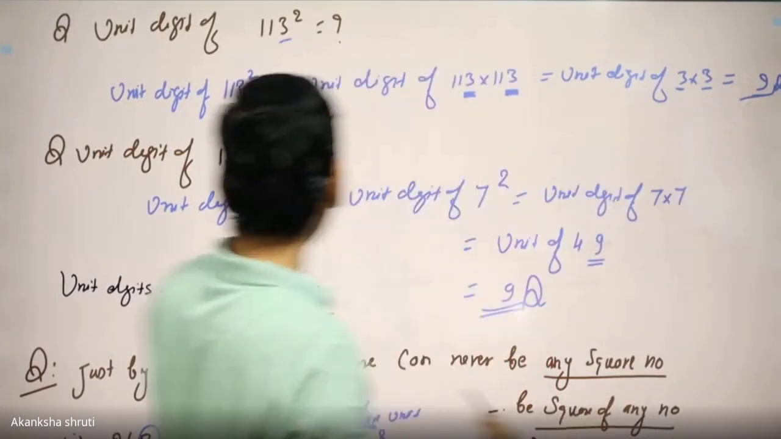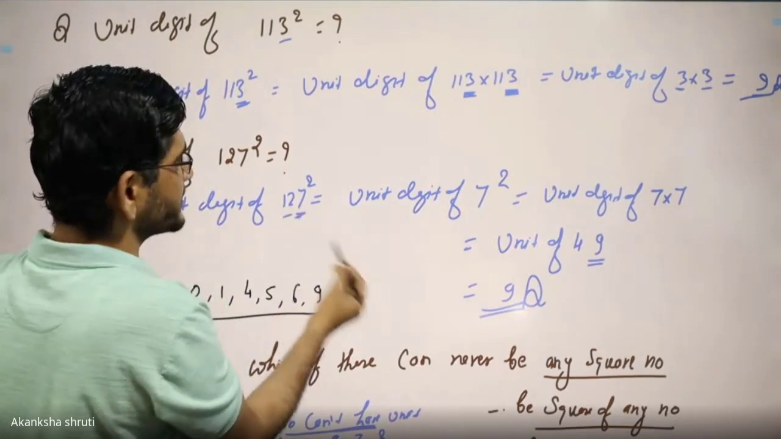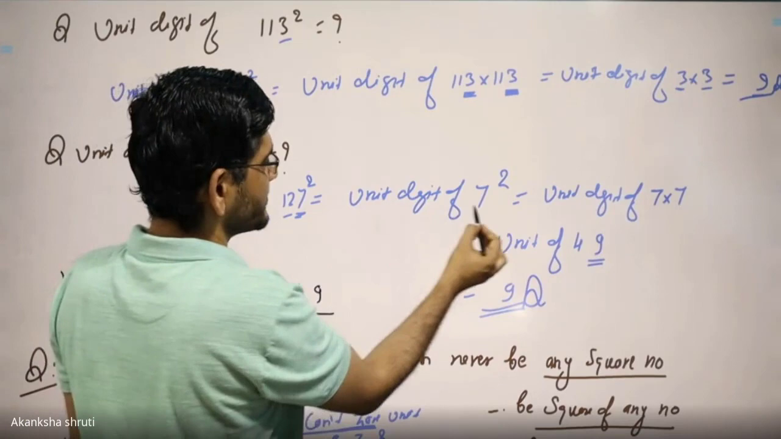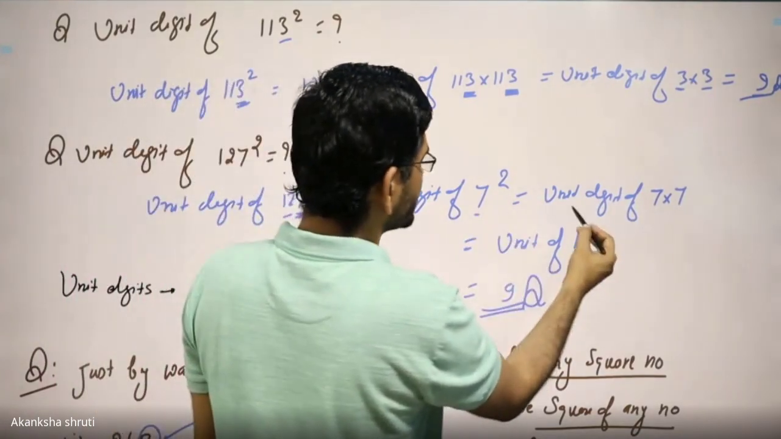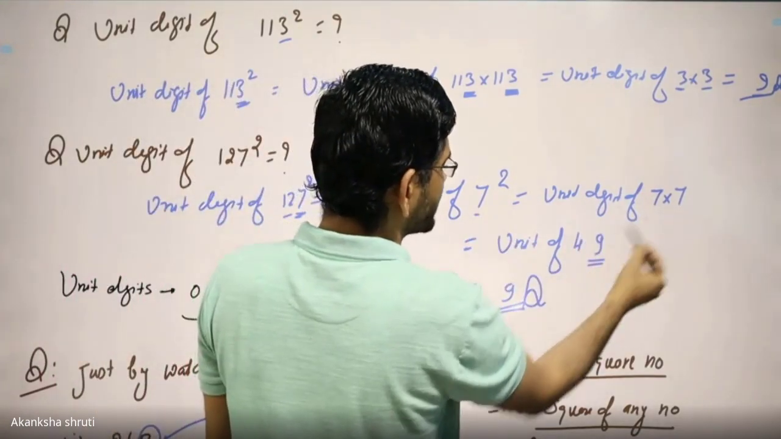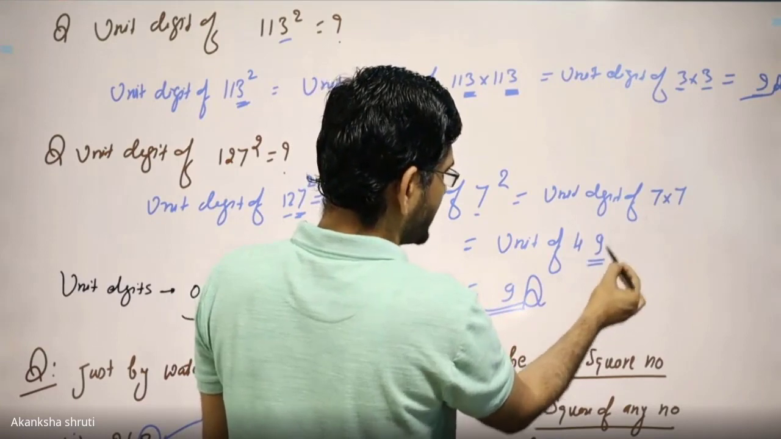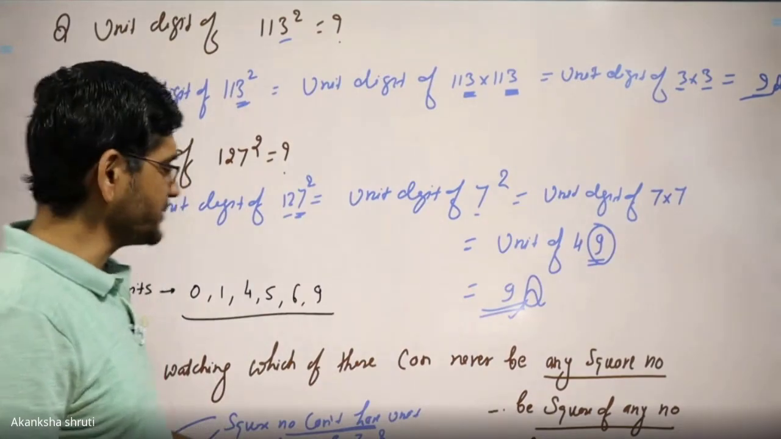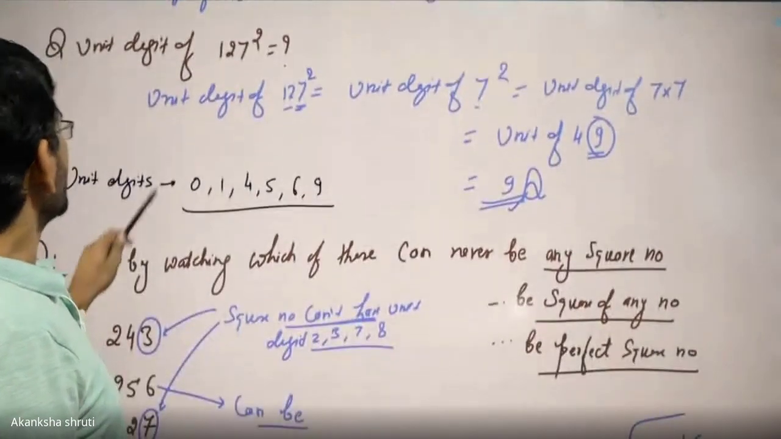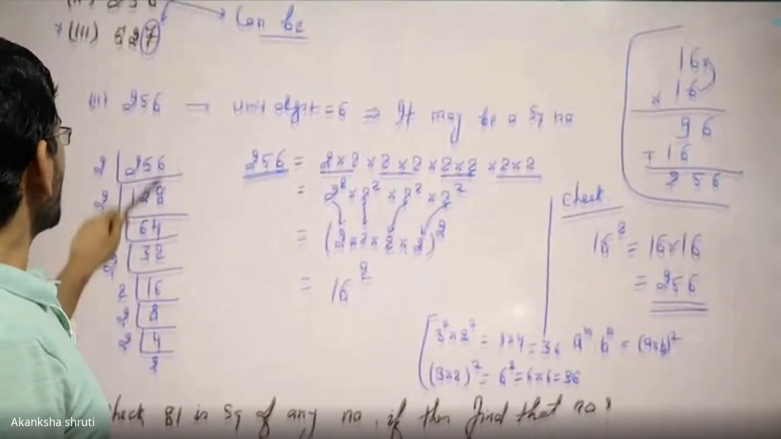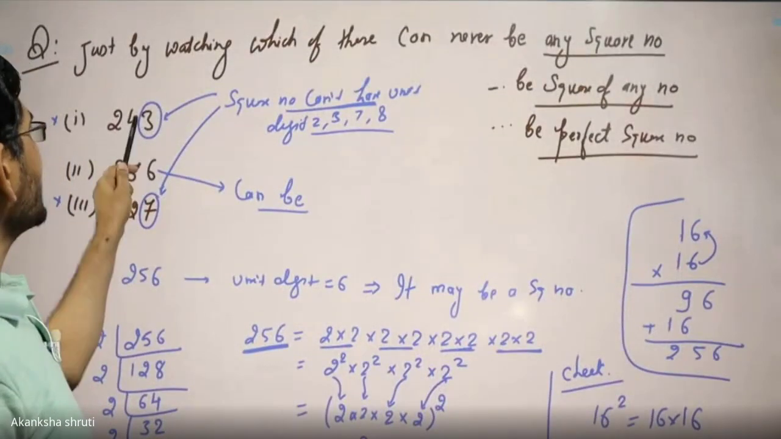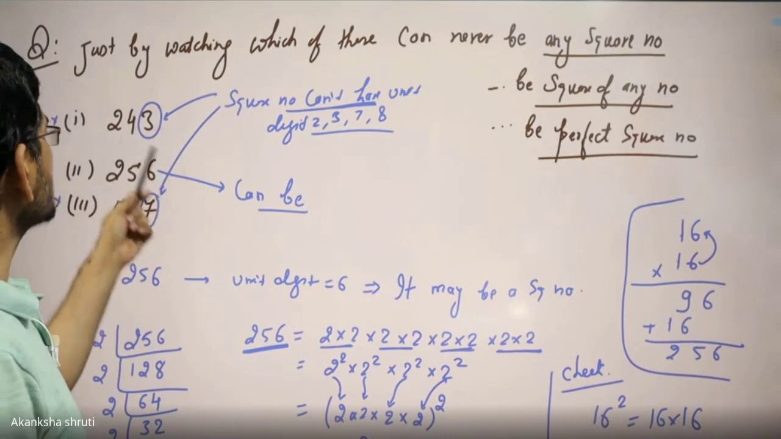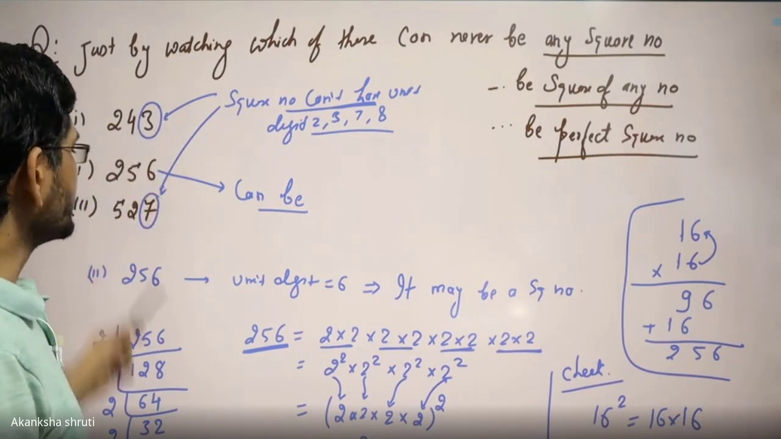Example, if we consider 127, then the unit digit of 127 square will be the same as the unit digit of 7 square. The unit digit of 7 square means 7 into 7, which means the unit digit of 49. So we need to consider this 9 only. This way the unit digit is determined, and if a number is given, whether it can be a square or not can be told just by looking at its unit digit, without even solving.